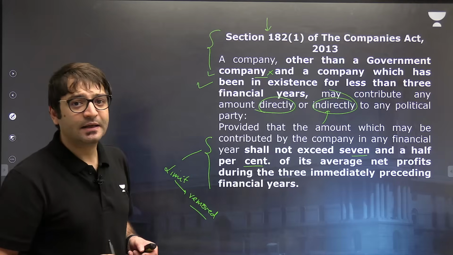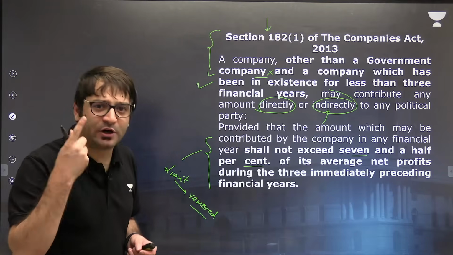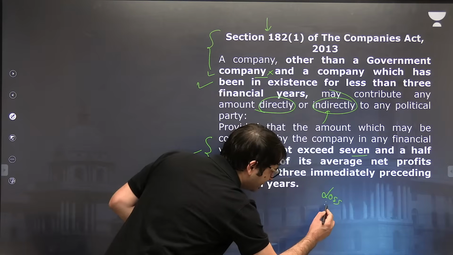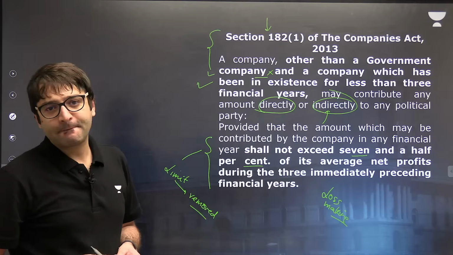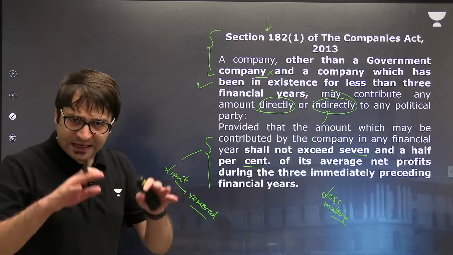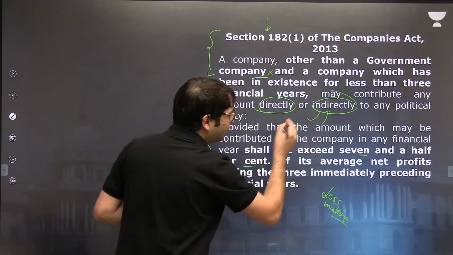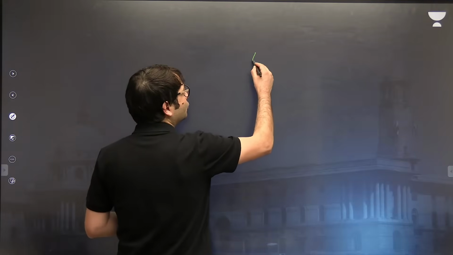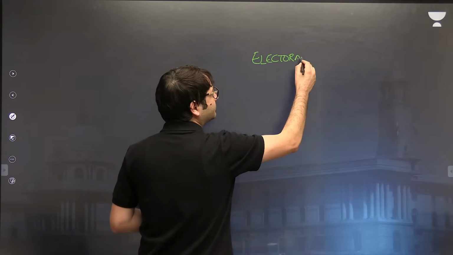Not just that. Previously, only a profit-making entity could donate money to a political party. Now even a loss-making company can donate money to a political party. But that's not the only case. I told you these companies can donate money either directly or indirectly. Indirectly how? Through electoral trusts.